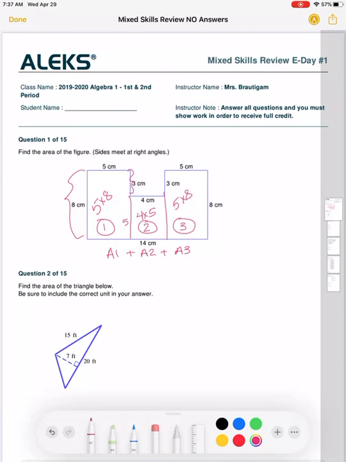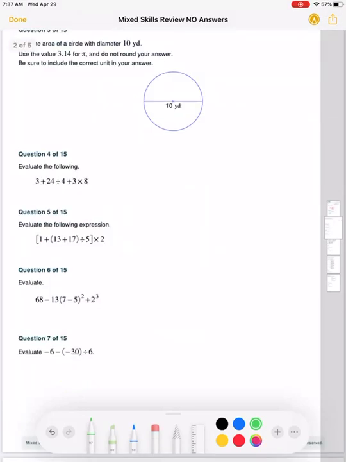The next one says find the area of the triangle. Area of the triangle uses this formula. Area equals 1/2 base times height. This 7 right here is your height because it goes from the bottom and goes straight vertical to a right angle. And then the 20 is your base. You don't actually need that 15. So plug in your 2 numbers, go from there.